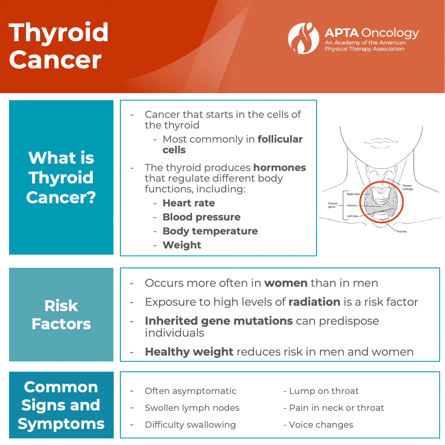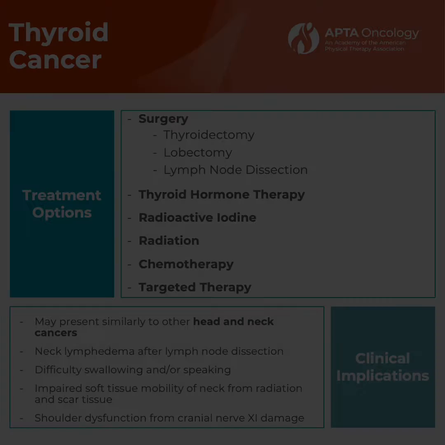Some common signs and symptoms of thyroid cancer: it's important to note that it can often be asymptomatic, especially in the early stages. You can develop a lump on your throat as well as swollen lymph nodes around your neck. You might get pain in your neck or throat, and along with that, difficulty swallowing or voice changes can develop as well.